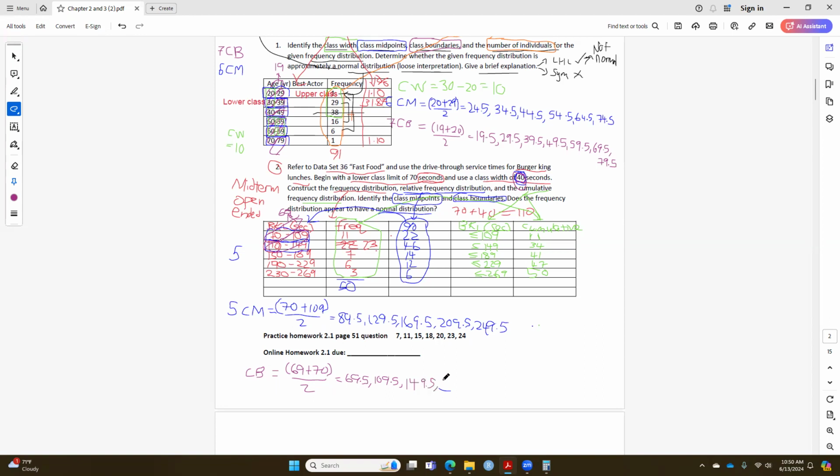I will add another 40 to this, it will be 189.5. And add another 40, it will be 229.5. Take a calculator, please. That's why you need one. Now, are we going to stop here?